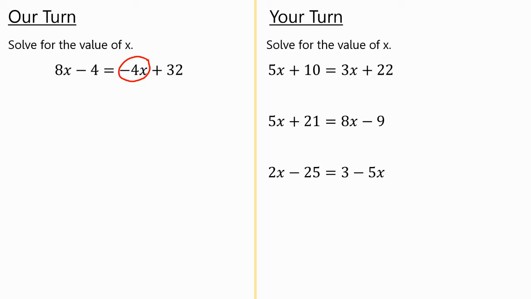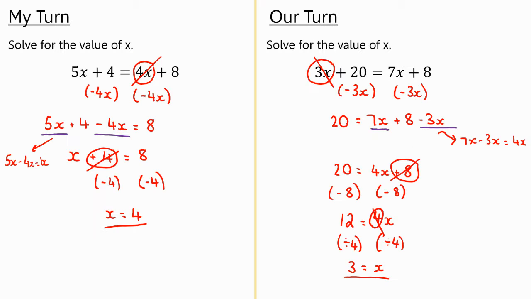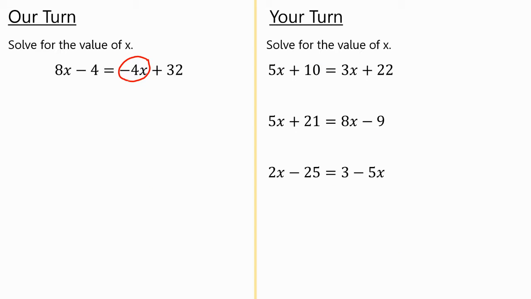How do you get rid of a minus 4x? If you think about the previous examples, when we wanted to get rid of a positive 3x, we did a take away 3x. How do you think you get rid of a negative 4x? We are going to add 4x on, doing the inverse. We do that to both sides. So on the left, we get 8x minus 4 add 4x equals just 32 because we've got rid of this.